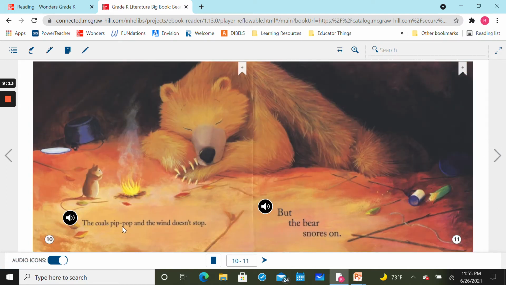The coals pip-pop and the wind doesn't stop. But the bear snores on.